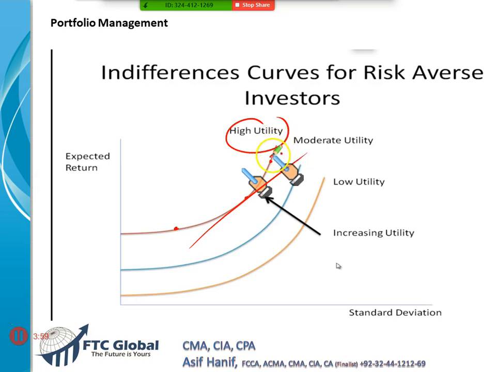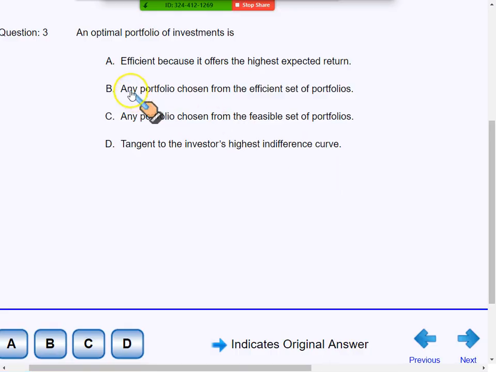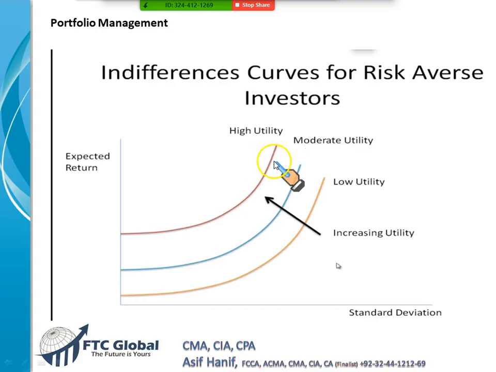So the return somewhere here that is offering the highest level of return for a given level of risk at the highest indifference curve is called the optimal portfolio, and that's exactly what is needed in the question. It says, what is an optimal portfolio of an investment? An optimal portfolio of investment is not any portfolio. Efficient because it offers the highest expected return for a given risk. An optimal portfolio is tangent to the investor's highest indifference curve. Why highest? Because this indifference curve offers the highest utility for any given level of risk.